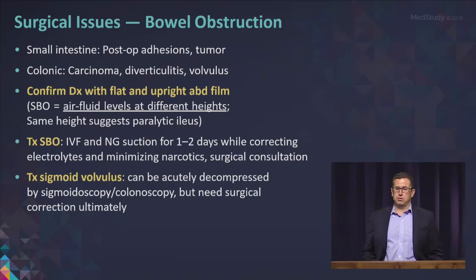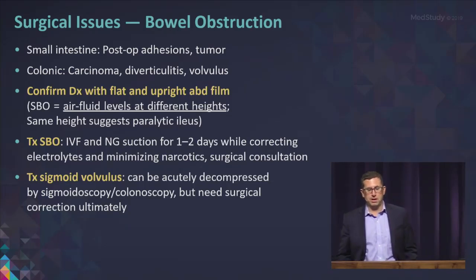Other surgical issues would include bowel obstruction. We commonly are consulted on this in the hospital. There are a variety of causes. Post-op adhesions would be one of the most common. You could have tumors either in the small bowel or the colon. Diverticulitis could sometimes cause a colonic obstruction, and then there's a sigmoid volvulus, which could cause an obstruction. Generally, the first step is to get an abdominal X-ray, and a tip for a test: if you see air fluid levels at different heights, that suggests an obstruction as opposed to an ileus. In ileus, you're more likely to see the levels at the same height.